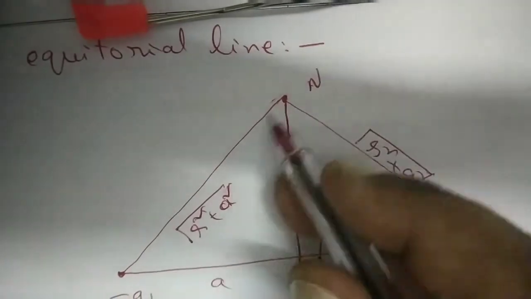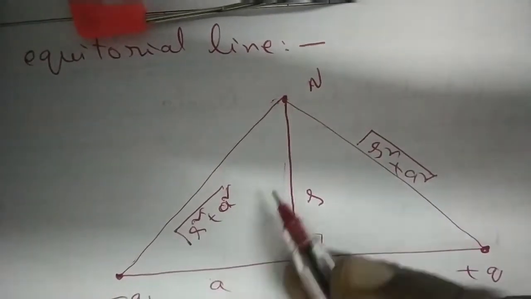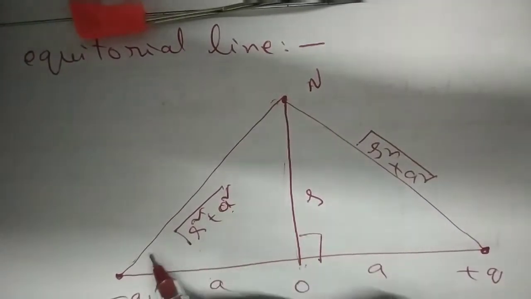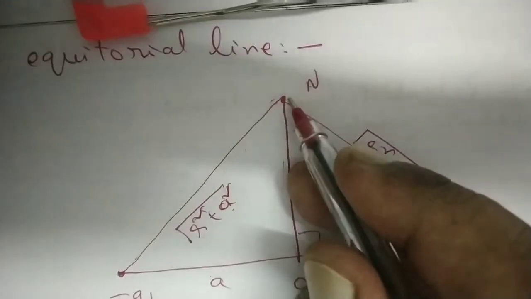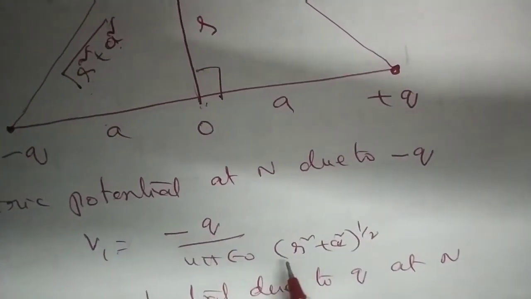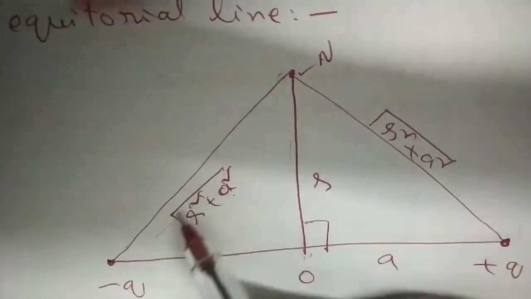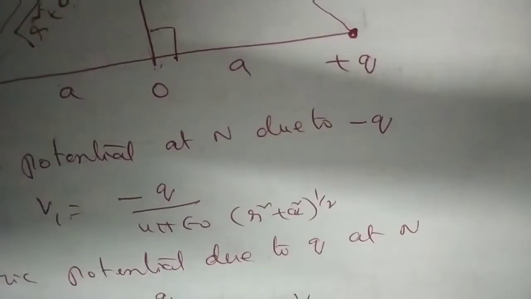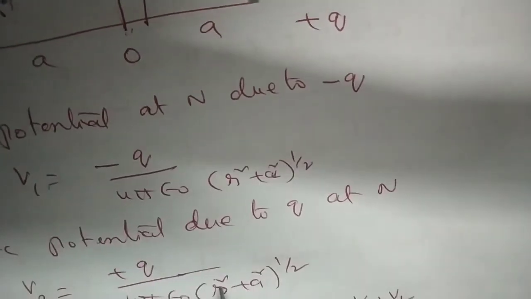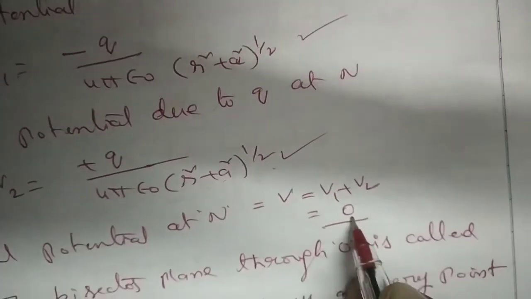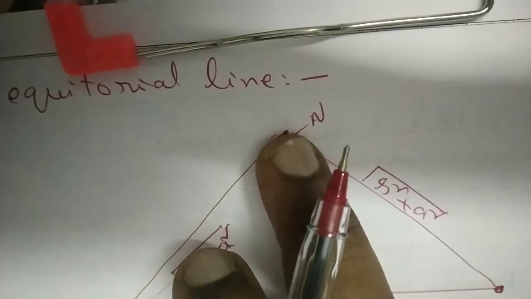Further, we need the distance from minus q. So this distance is a, this is r. By using the Pythagoras theorem, this will become root of r square plus a square. So the distance also we know, the charge we know, so at the point we have to find potential V1. V1 is minus q by 4 pi epsilon 0 into the distance. Similarly, due to the positive charge at point n, what is the potential? Plus q by 4 pi epsilon 0 into root of the same thing. Both answers are equal, but one is positive, one is negative. So if you find the total potential, you will get 0. So the total potential at point n is 0.